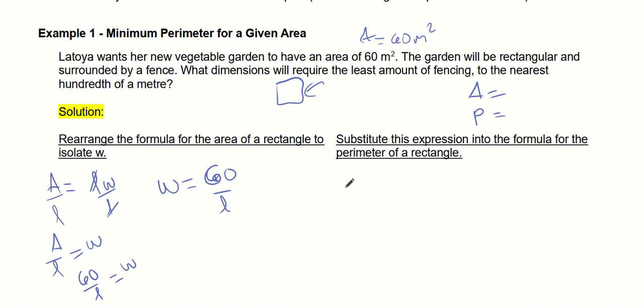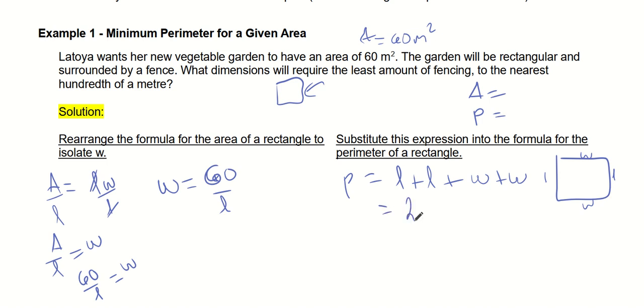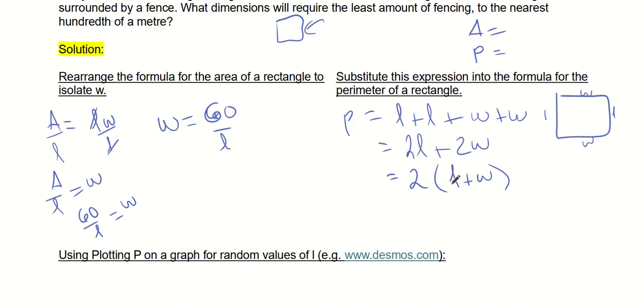So we're going to substitute this equation into the perimeter equation for a rectangle. Basically we have ourselves a rectangle here, so you're adding all the sides up. There are two lengths, the length here and here, and the width here and here. So the perimeter is length plus length plus width plus width, or 2 length plus 2 width, or 2 on the outside, length plus width. So the equation can be reduced to that.